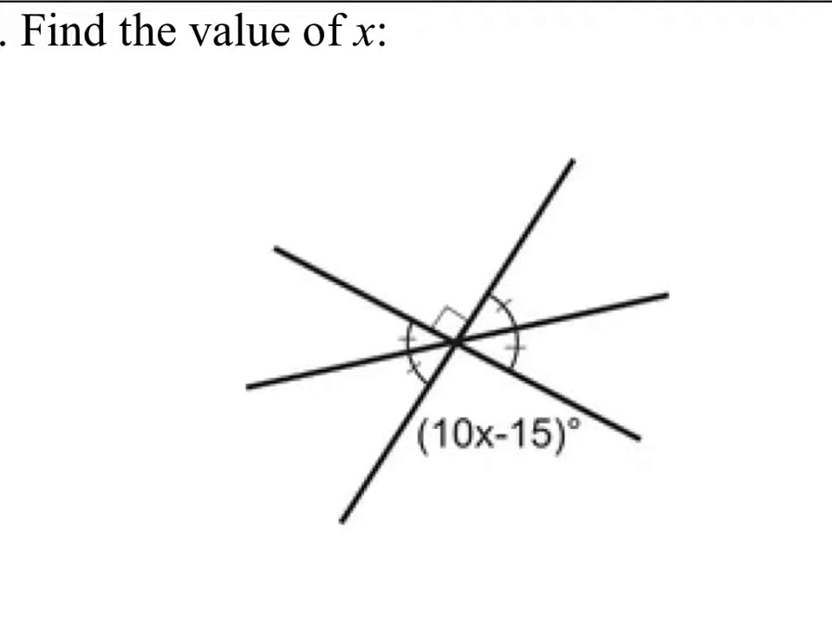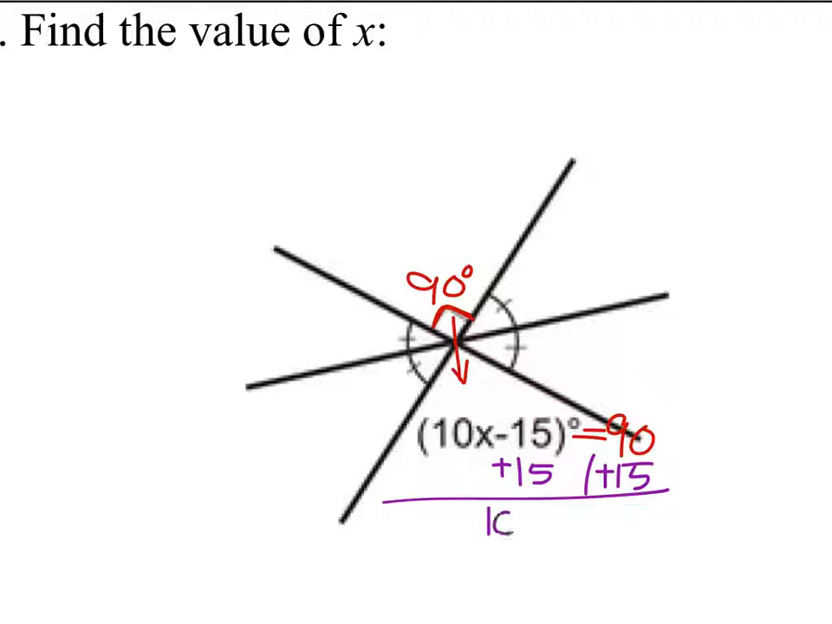Here's why: this angle right here is 90 degrees, and this vertical angle is also 90 degrees. So that means that this equation equals 90. It's very nice, right? And in solving, to get rid of that 15, we'd add 15 to both sides. That leaves us with 10x equals 105. And then dividing both sides by 10 gives us x equals 10.5. Bam.